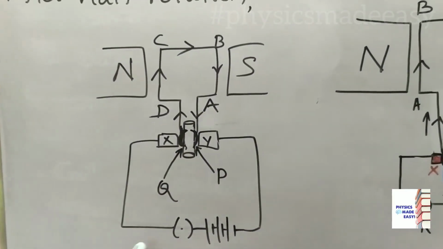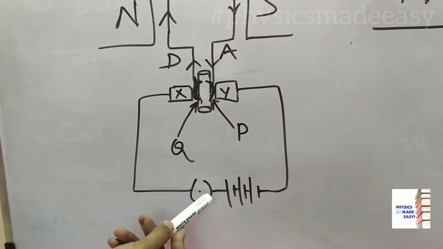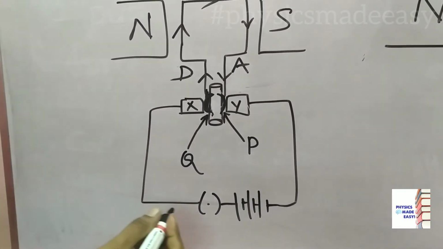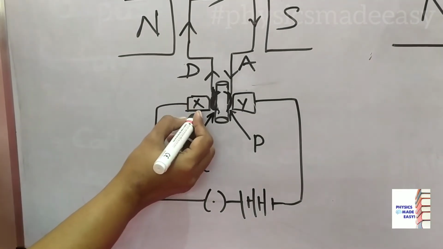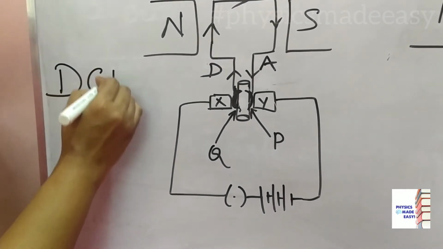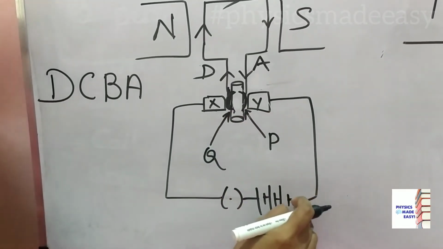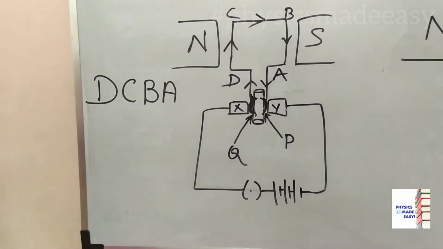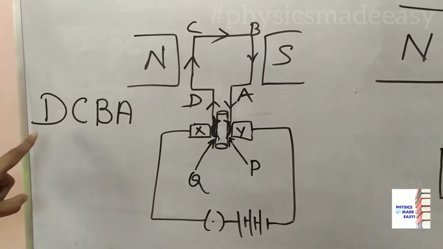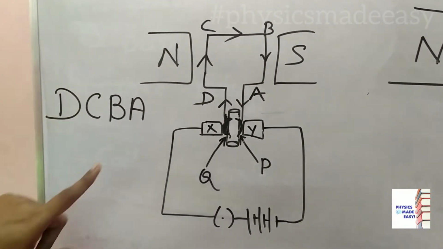Now, if this key is closed, what will happen? It is already closed. Then what will happen? Here the current passes from the positive terminal to the negative terminal. So you can see positive terminal to X, then to Q, then the direction is D, C, B, A, then to P, then to Y, then to the negative terminal. So we can say the direction of current is changed. Here the direction of current is D, C, B, A.